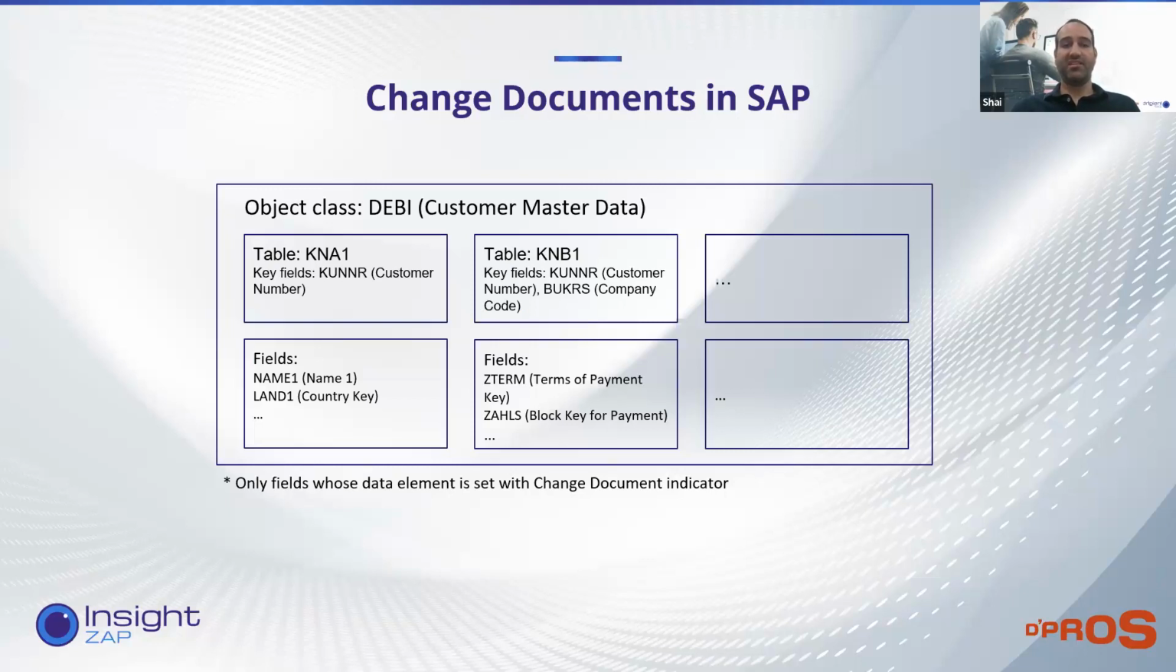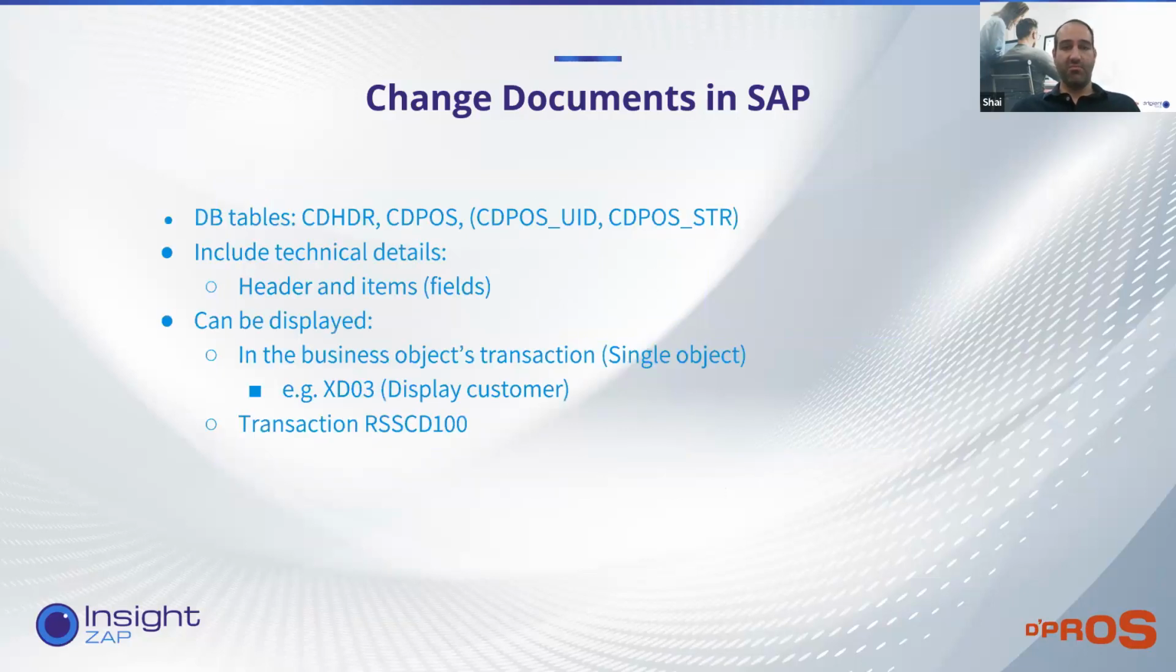Basically, it works like that: every change that is done by a user, whether it's an insert, update, or deletion, is being logged in the database tables. When we talk about the change documents, the data tables behind them are CDHDR and CDPOS. Most of you must be familiar with those, but there are also some other tables which you might not be aware of, like CDPOS_UID, which handles long table keys and more. The 2 database tables handle both header and item level data, which includes change number, username, date, time, object key, table, field, and of course the old and new value.